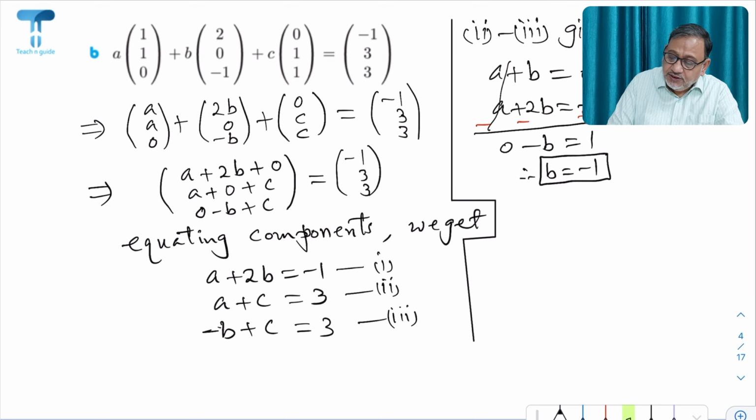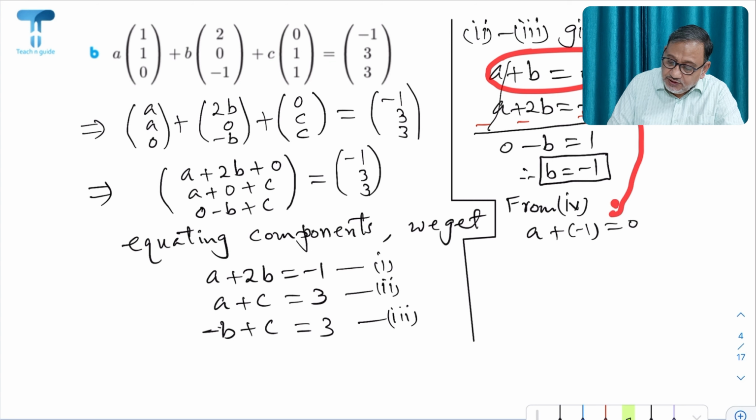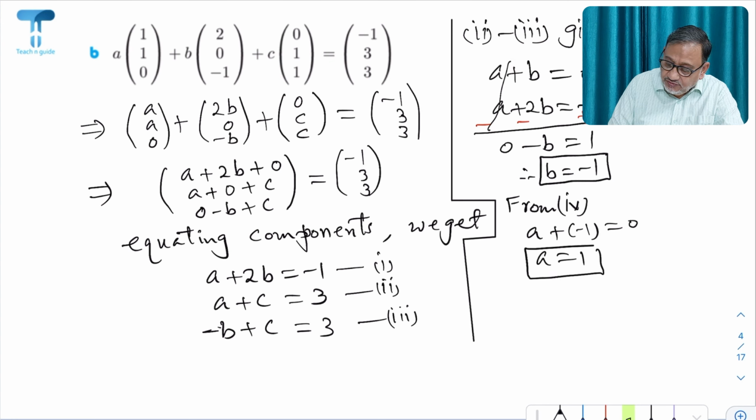I will put it in the fourth. From 4, A plus B. Plus B means minus 1 is equal to 0. Look here. In this equation I am putting the value of B, minus 1. So therefore A is equal to 1. So I got the value of A also.